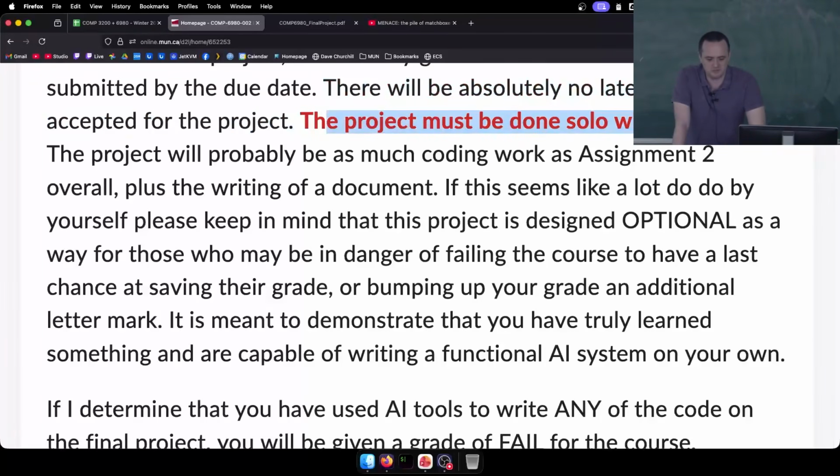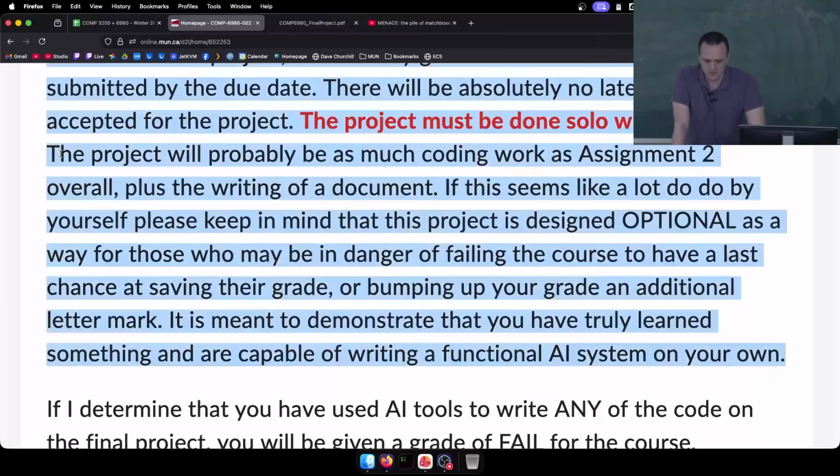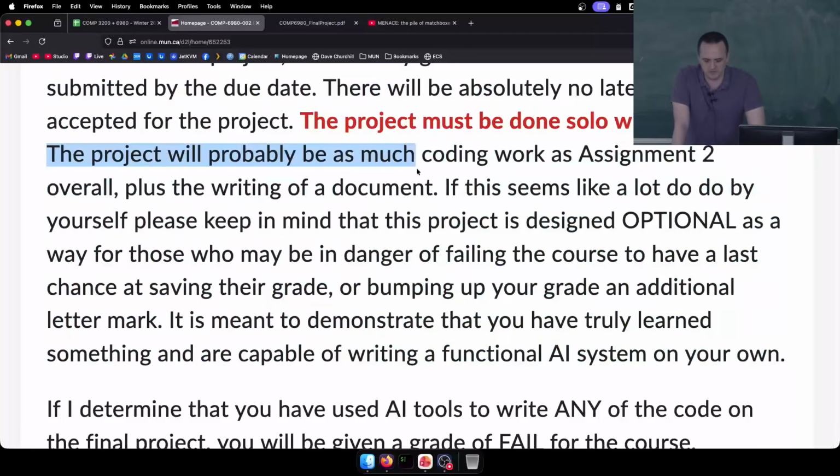The project must be done solo with no partner. You cannot get your grade increased because your partner is really good. The overall project will be probably as much coding as assignment 2, plus the writing of an analysis document. So you're going to have to give me a little PDF showing me some stuff.